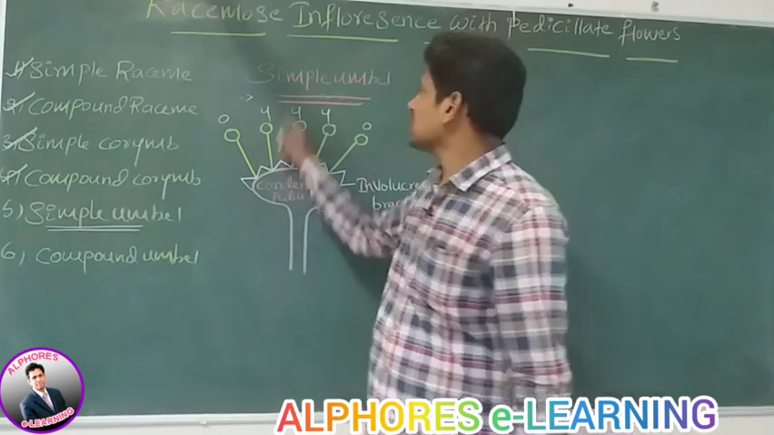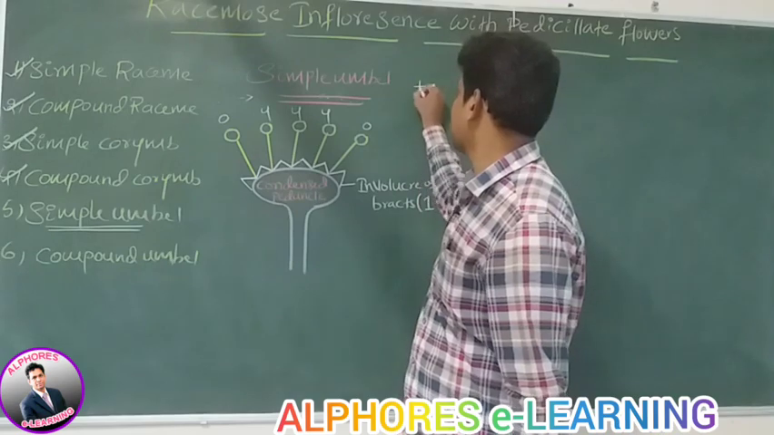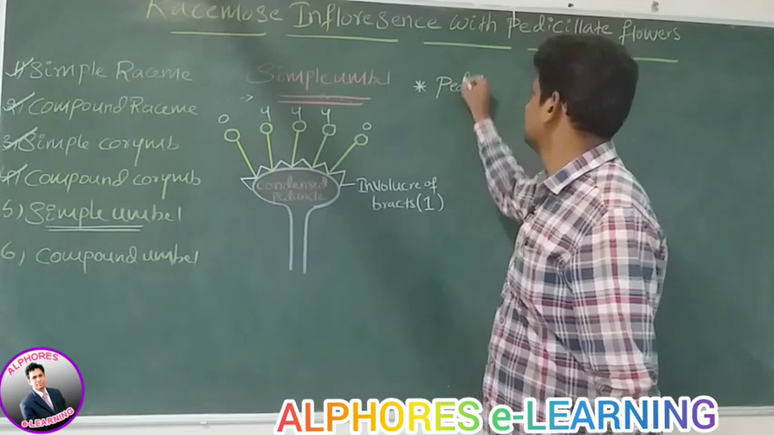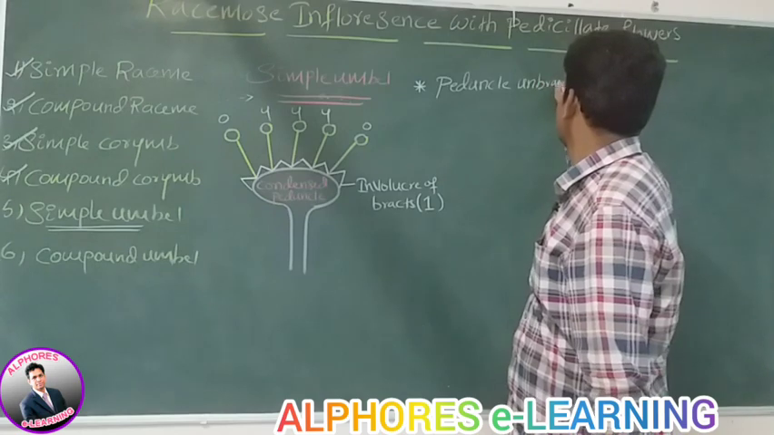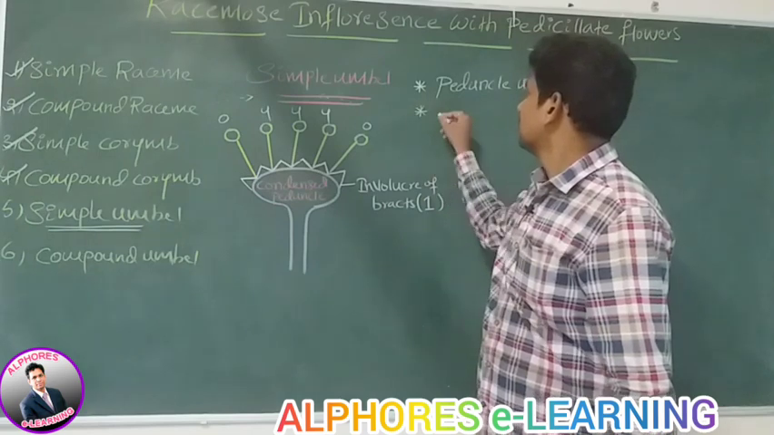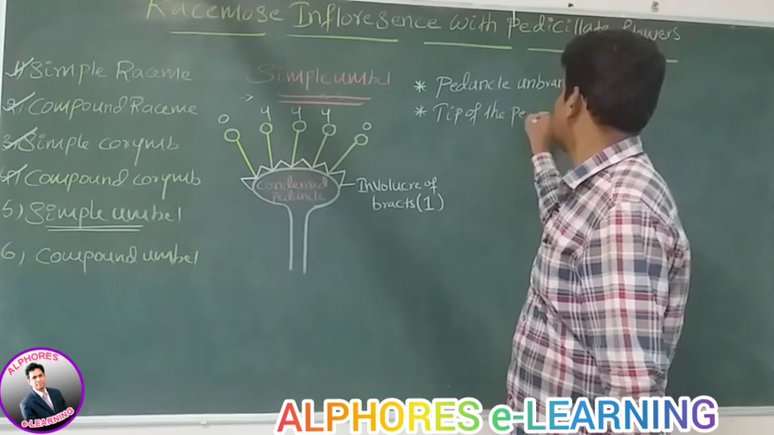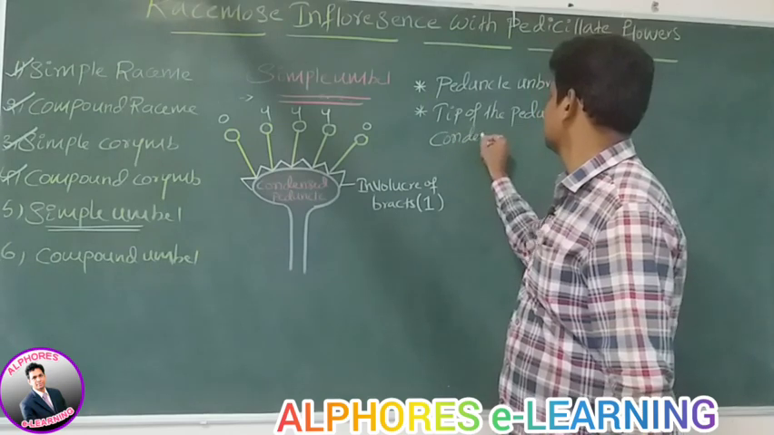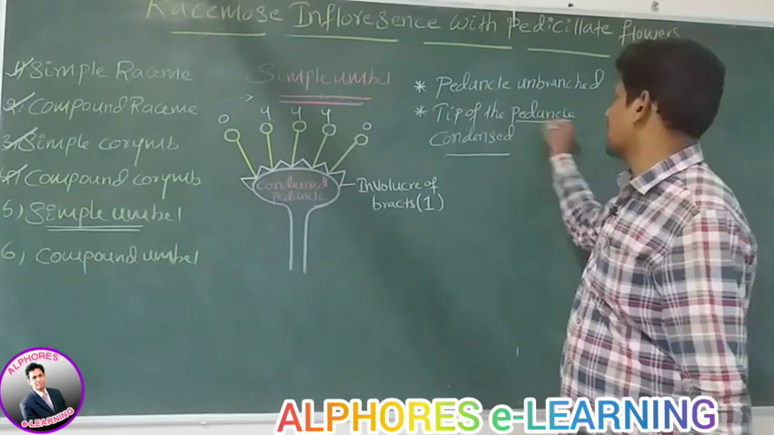Is it okay? In simple umbel, the peduncle is unbranched, right? Now I am writing the statements. Simple umbel, peduncle unbranched. Tip of the peduncle condensed. What is condensed? Tip of the peduncle is condensed.